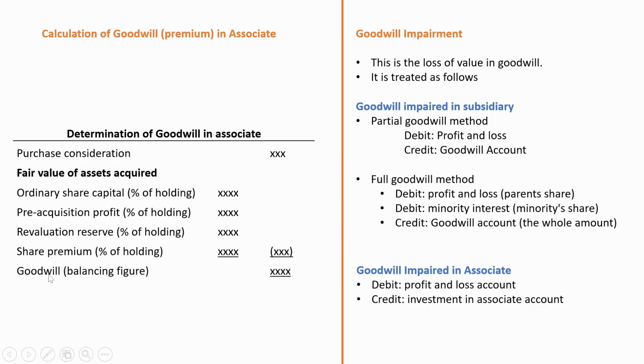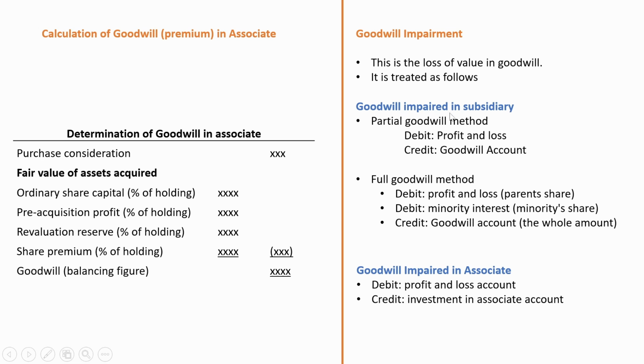Once you have found the goodwill, there is something called goodwill impairment. Goodwill impairment is the loss of value in goodwill. You can think of it as depreciation. The physical assets, they normally depreciate, they lose value, but the non-physical, the intangible assets, they go through impairment. We amortize the intangible assets, but the accounting treatment for goodwill impairment is the same as depreciation for fixed assets. So goodwill impaired is treated as follows.